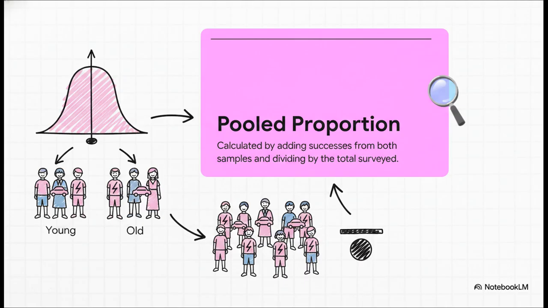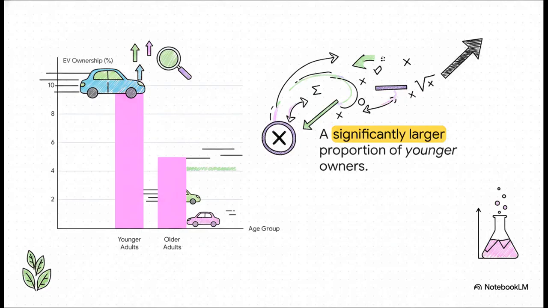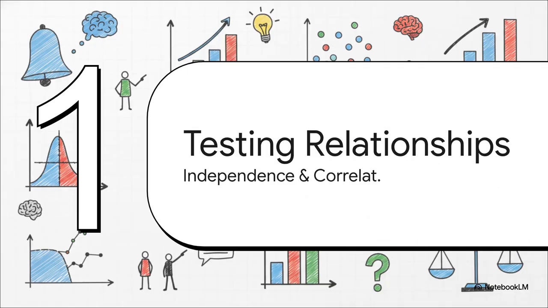Basically, we add up all the EV owners together and divide that by everyone surveyed. This pooled number then becomes the anchor for our normal distribution test. So in our electric vehicle study, analyzing a 10% adoption rate by young adults versus just 5% by older adults resulted in a super tiny p-value. That means we easily reject the null hypothesis, mathematically proving that there is a significantly larger proportion of younger EV owners.